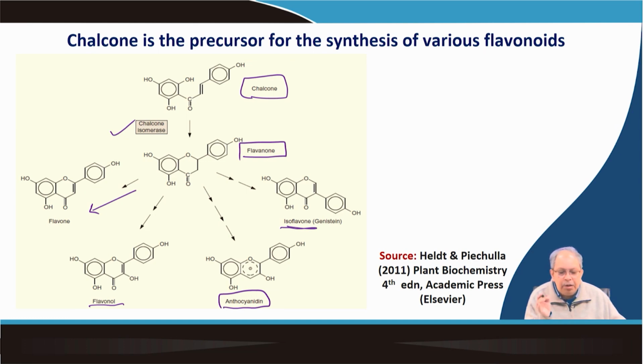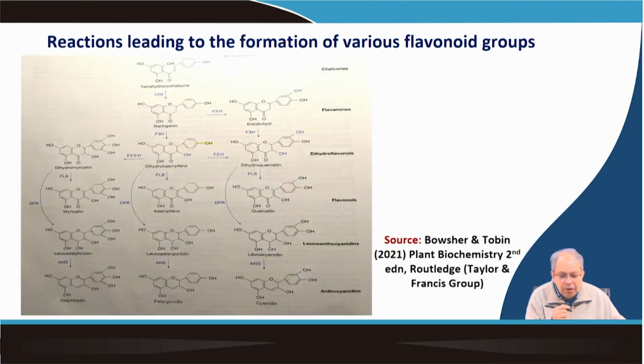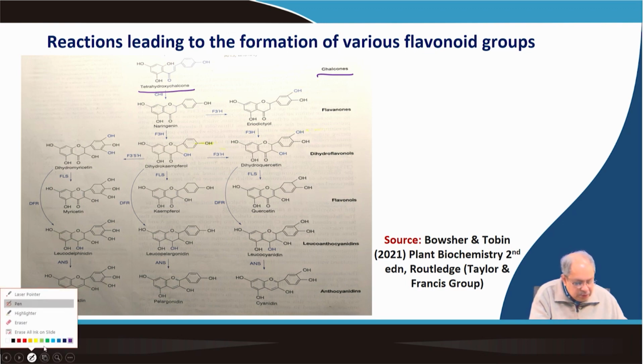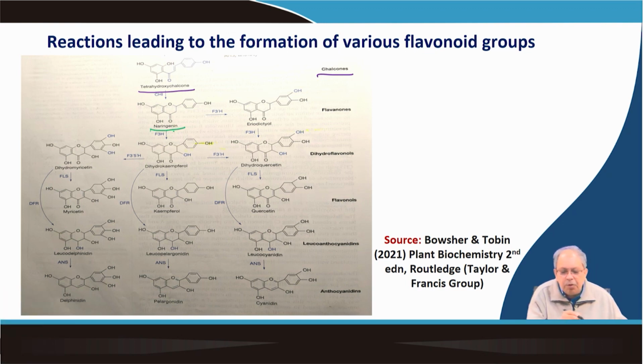Now, these are all basically derived from C6C3, so this comes under the flavonoids. We can also call them polyphenols, because more than one phenyl ring is there. The reactions leading to the different flavonoid groups: first is the chalcone, which is formed by joining malonyl CoA and coumaroyl CoA and makes the product called tetrahydroxychalcone. This undergoes isomerization, which makes naringenin. The naringenin is this one, or sometimes it is called naringenin chalcone. This can be converted into eriodictyol.